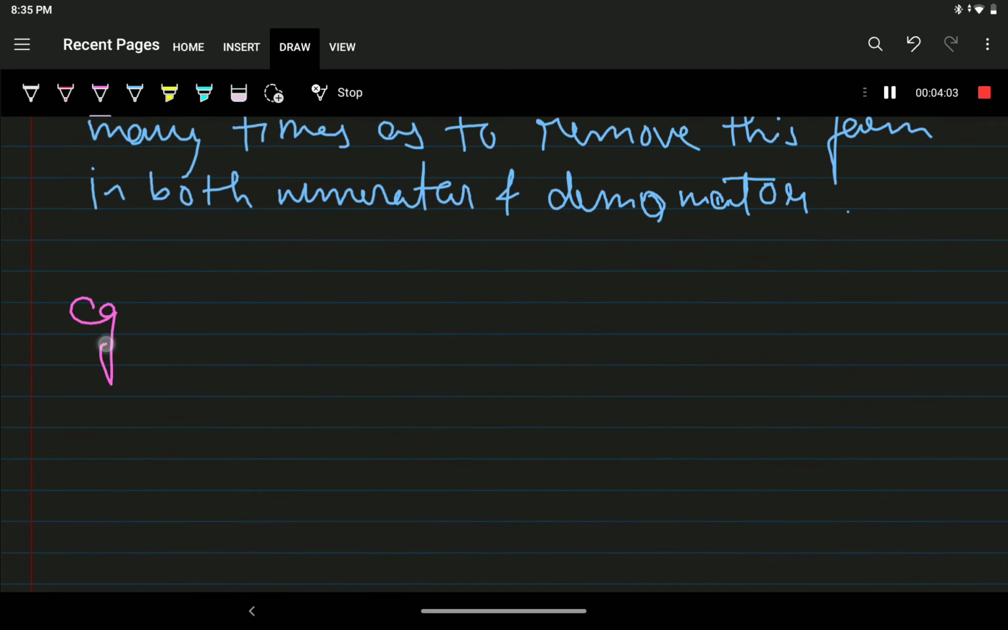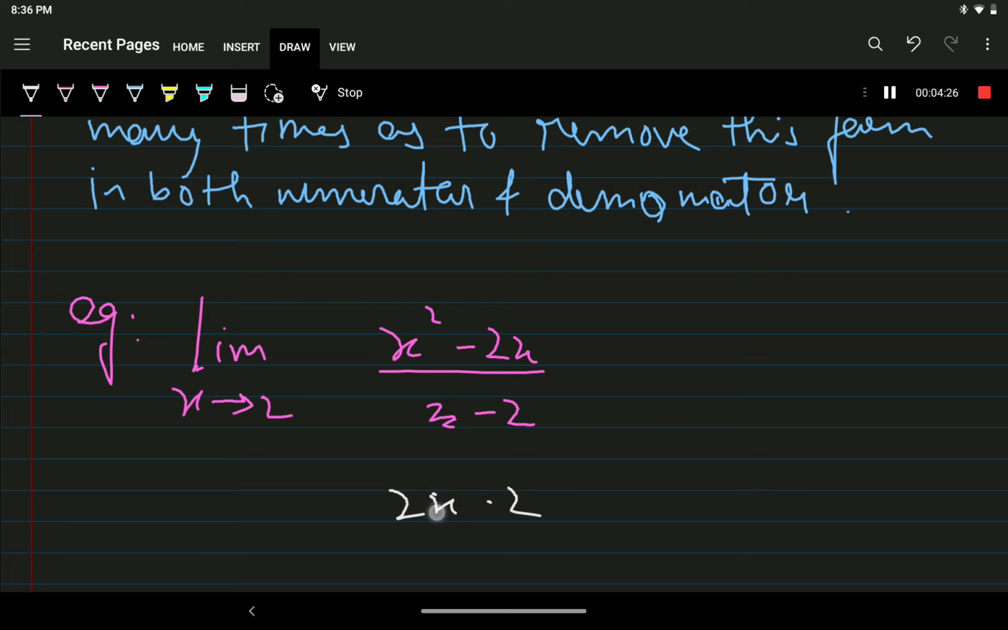Now, to understand the statement, let's take up an example. For example, limit x tends to 2. We will take that same example and solve it and see. x squared minus 2x by x minus 2. Now, it is 0 by 0 format. Now we differentiate the numerator and denominator. So it is 2x minus 2 by 1.